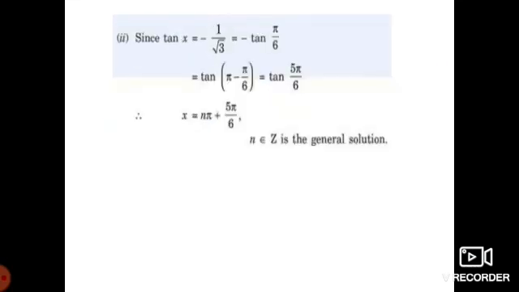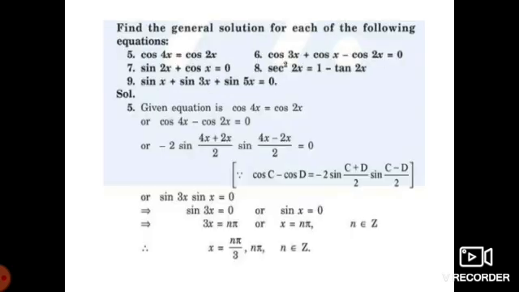Now for the general solution, when tan x equal to tan y, then what is x? x equal to n pi plus y. So here tan x equal to minus 1 by root 3, it is equal to minus tan pi by 6, it is nothing but tan 5 pi by 6. So our general solution will be x equal to n pi plus 5 pi by 6.